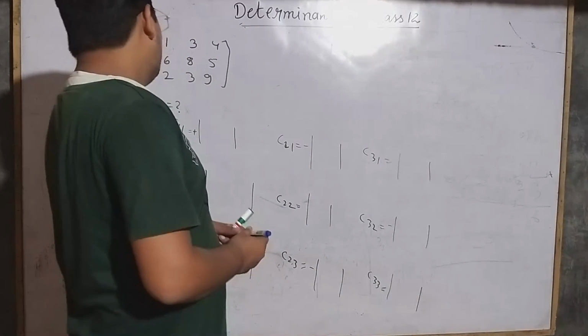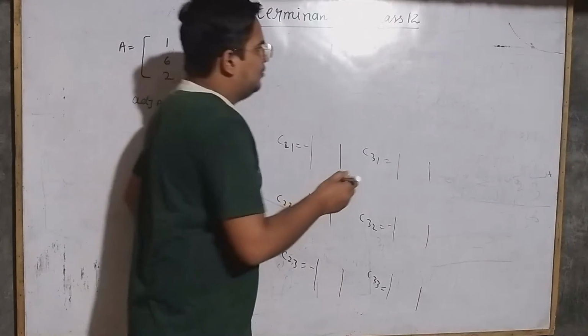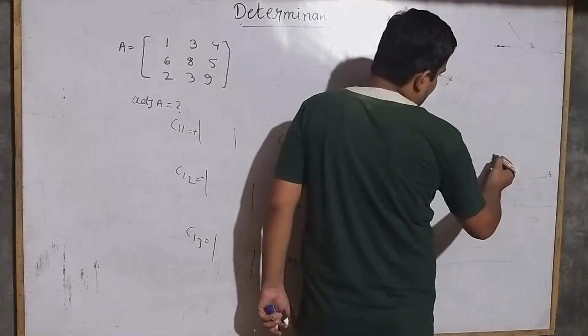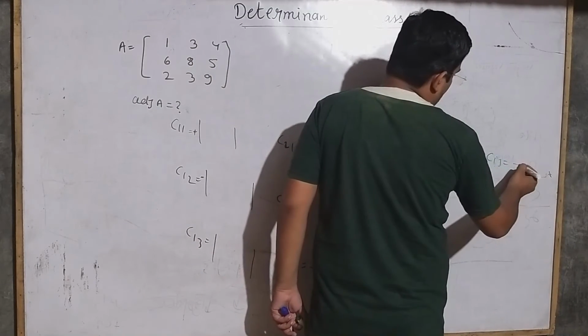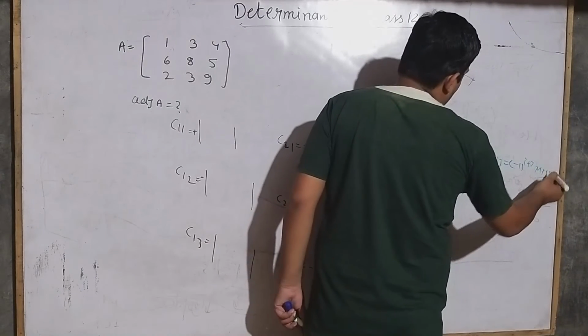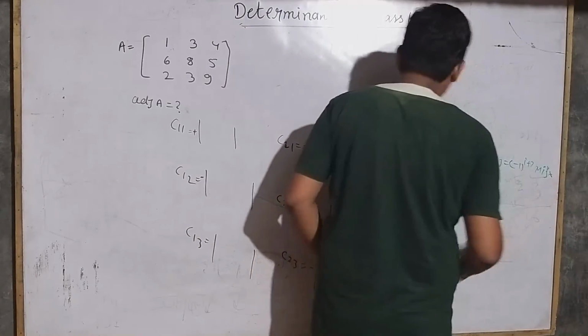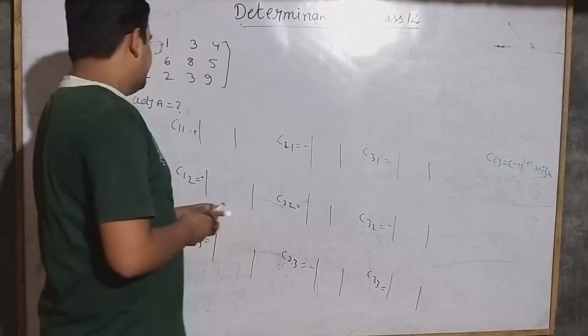Why am I writing this? Because I am using a formula. Which formula am I using here? This formula: Cij is equal to minus 1 to the power i plus j, times Mij. Are you getting my point? This is the M, this is the i, this is the j. Okay, look at this. Now I am going to explain it.